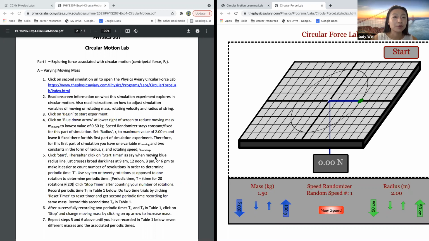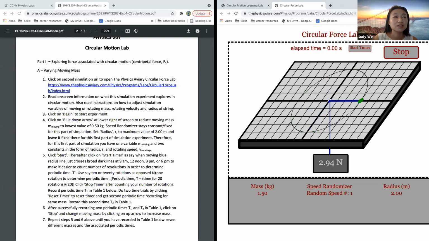I say when moving blue radius. Okay, let's get start. So start. Moving blue radius line just crossed the broad dark line at 9 o'clock. 9 o'clock, 12, 3 p.m. and 6 p.m. Right? I don't know why it's like this direction.